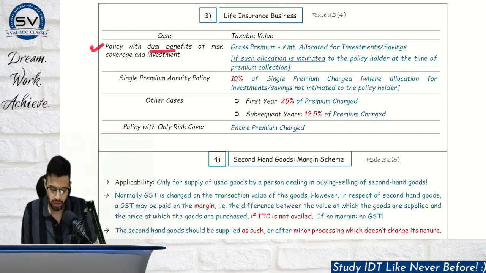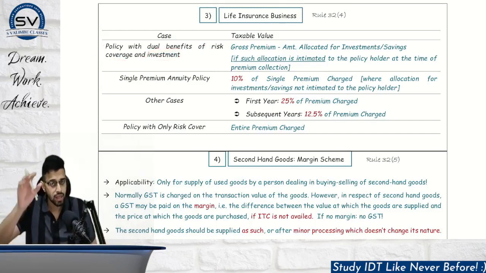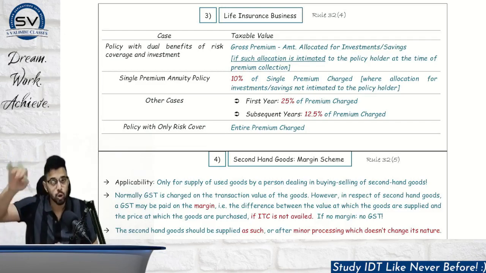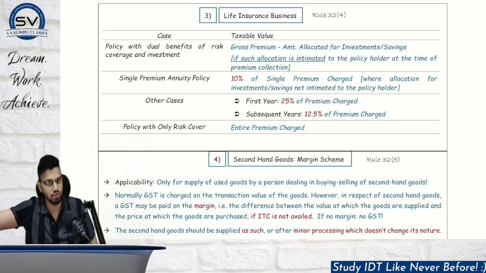Policy with dual benefits of risk coverage and investment, meaning the premium that you are going to pay is in two parts. One part is for the purpose of your risk coverage, that is the pure insurance amount, and one part is going to be invested so that you will get returns in future. So this is the dual benefit, right? GST will be applicable with respect to life insurance, not with respect to the investment.